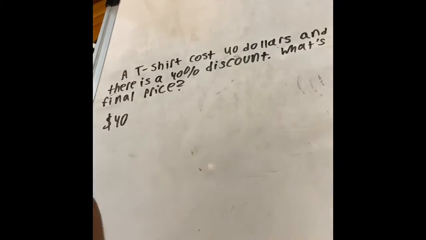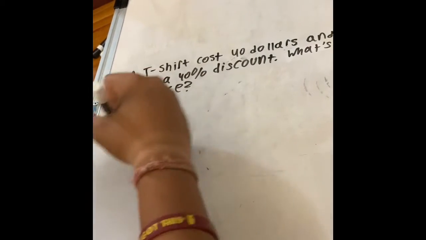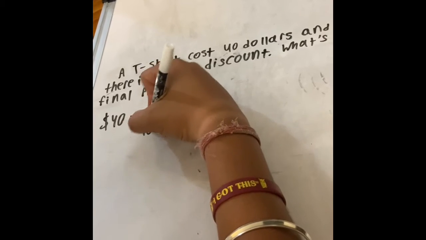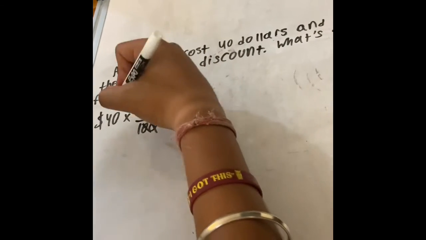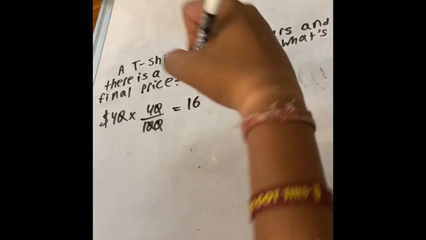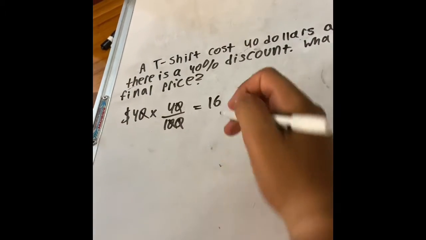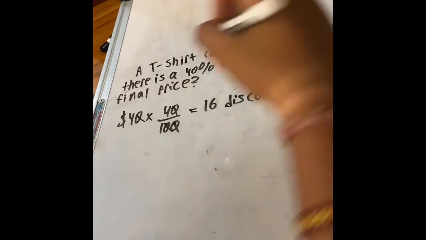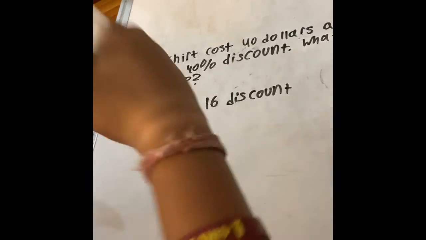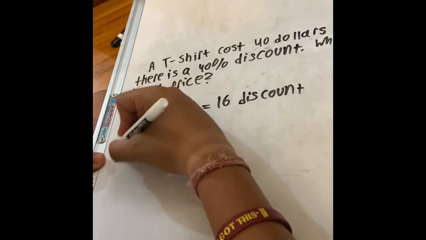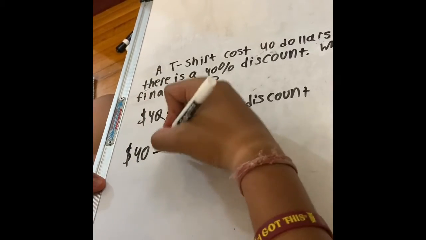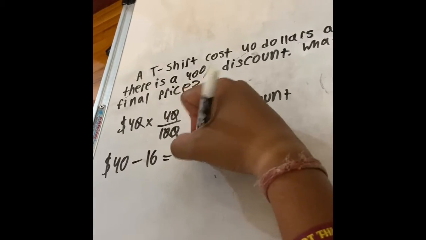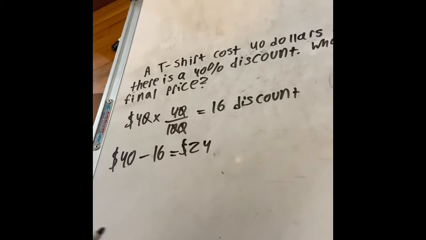So first, let's find the discount. $40 times 40%. So this is 16. So now what is 16? 16 is the discount. Now what would we do with the discount? Well, we would take $40, which is the original price, minus the $16, which is the discount. That is equal to $24. This is how much you pay for the t-shirt.